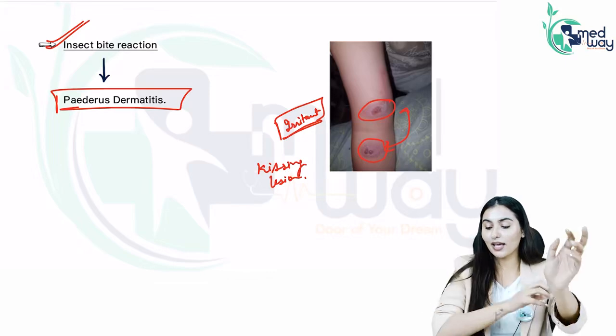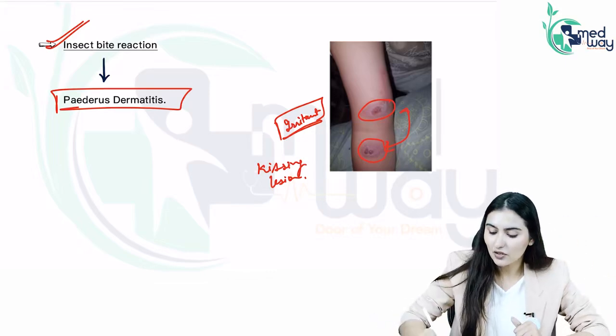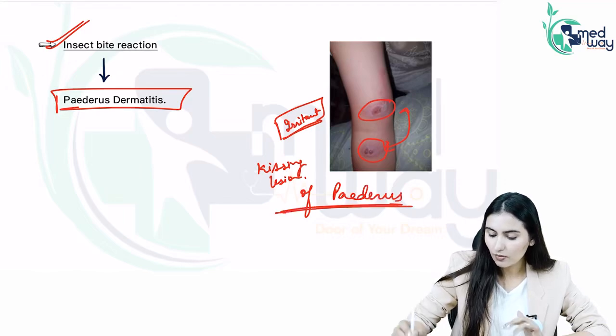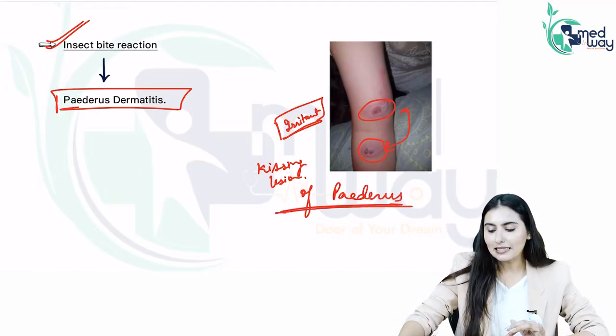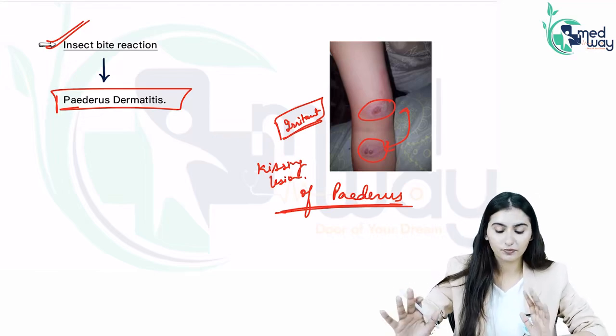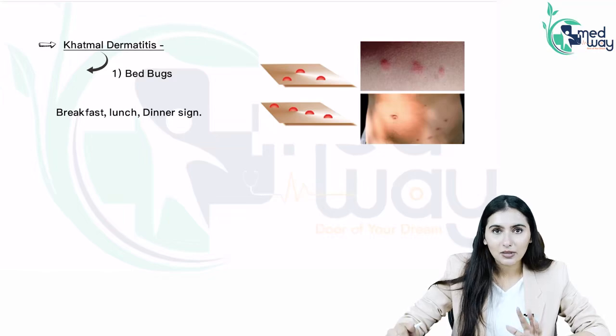Okay, Parthenium ho gaya hai. This is Paederus dermatitis. So the kissing lesion of Paederus. Okay, you understand? If you look at these kissing lesions, just know that this is Paederus dermatitis, which is an insect bite reaction. All right. The next thing is khatmal dermatitis.